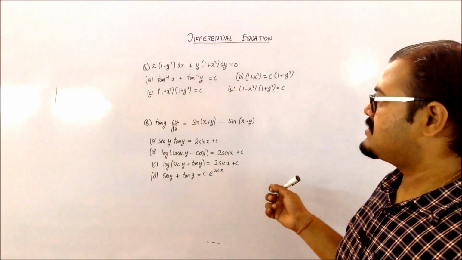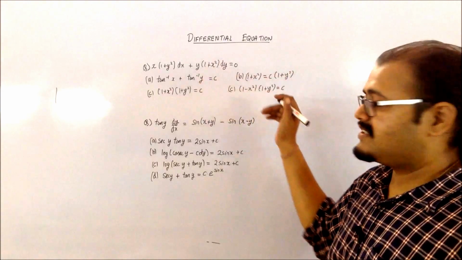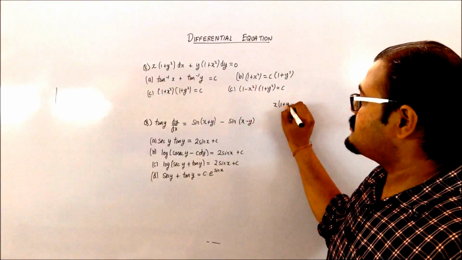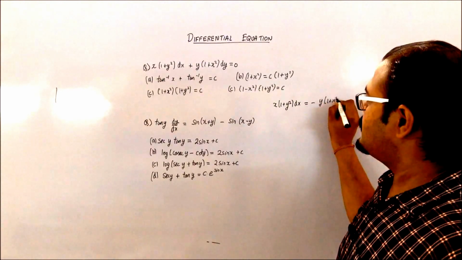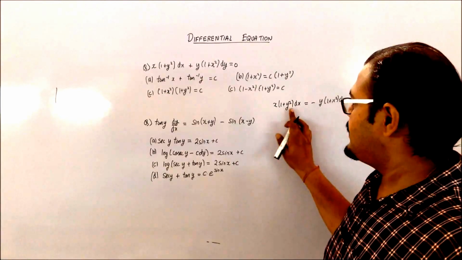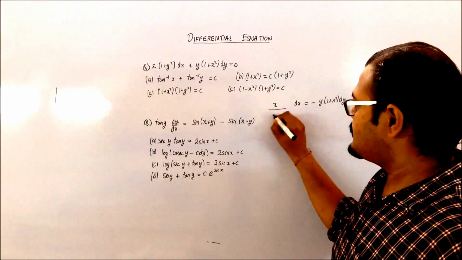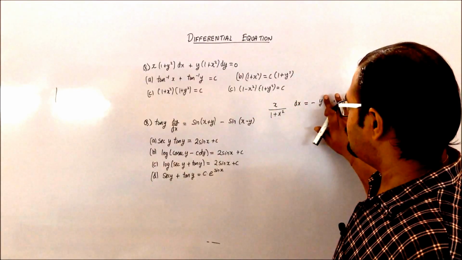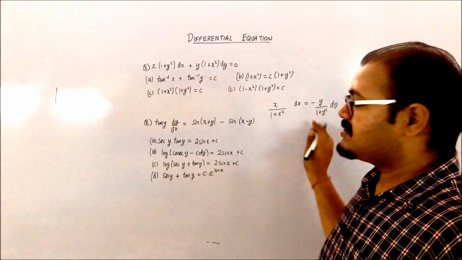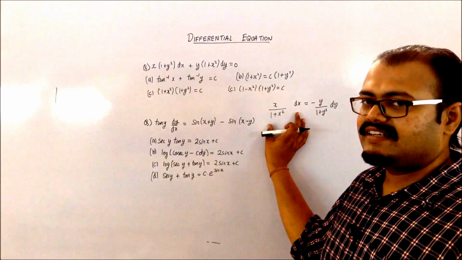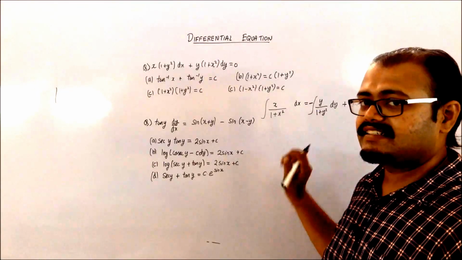Variable separable means you have to bring it in the form with all the x terms together and all the y terms together. So if you just take this term on this side, you will have x into 1 plus y square dx is equal to minus y into 1 plus x square dy. So you can take this 1 plus y square this side, 1 plus x square that side. So you will have this equation in variable separable form, because you have all the x together and the y together. Integrating both sides, you have to check the integration of this.